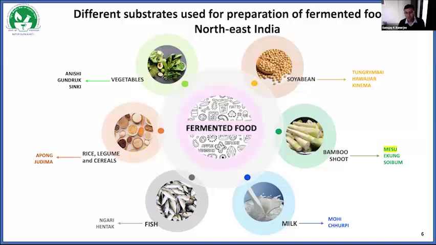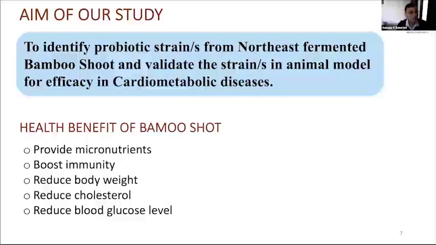kind of fermented food. So my interest was to explore one of the fermented foods already used here, where people have traditional knowledge and good health, especially cardiometabolic health. So the aim of the study is to identify a probiotic strain from Northeast fermented bamboo shoots and validate the strain in an animal model for efficacy in cardiometabolic diseases.